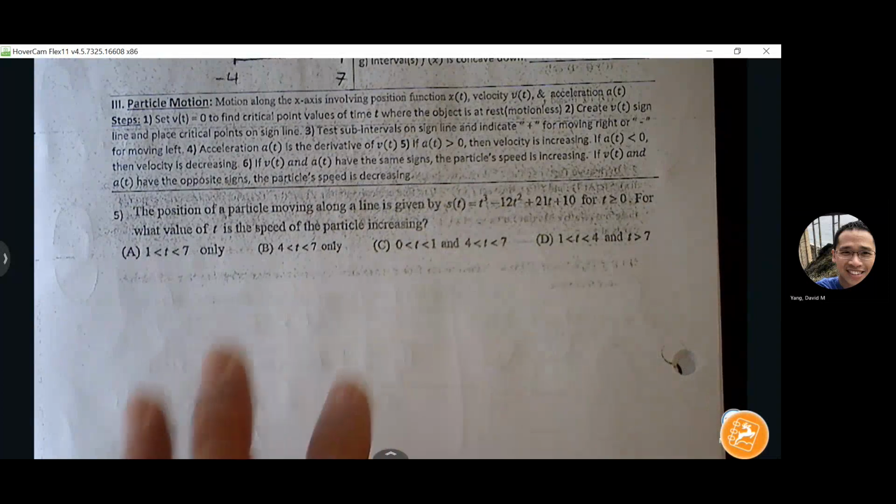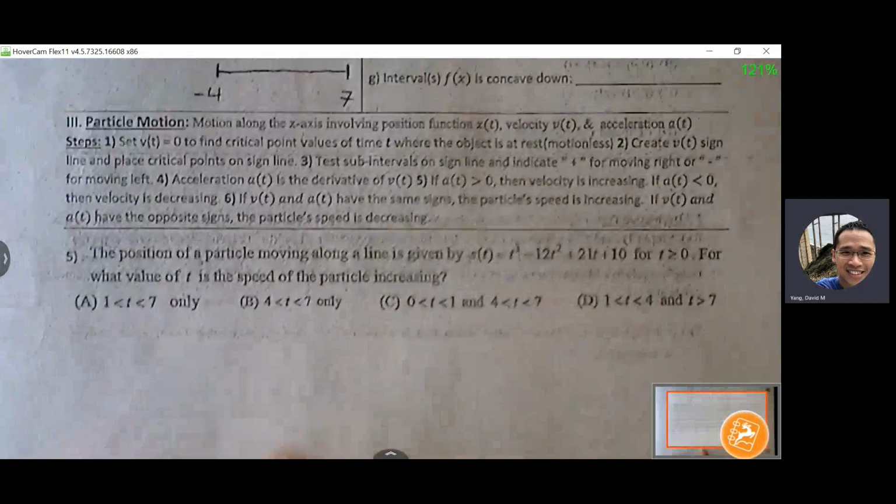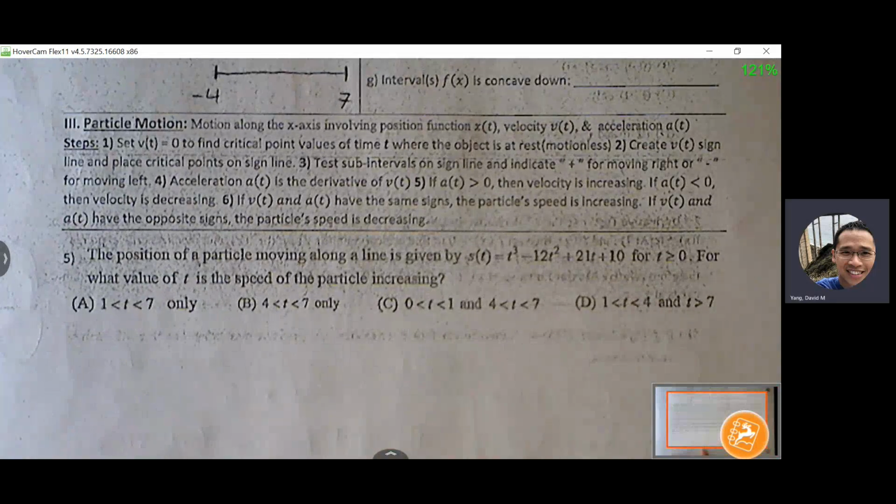Okay, let's look at particle motion. Okay, so particle motion is position, velocity, acceleration, and that is the relationship in terms of the derivatives. Position is kind of like your original function. Velocity is kind of like your first derivative, and then acceleration is your second derivative.